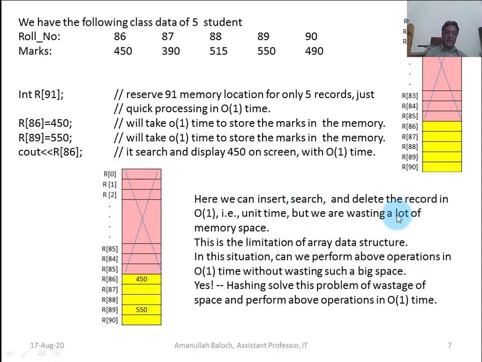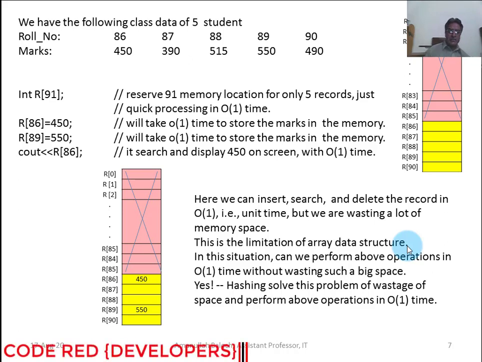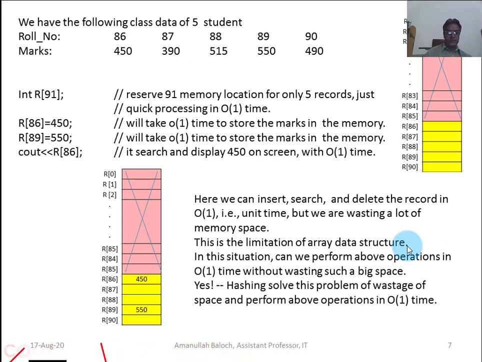But we are wasting a lot of memory space. This memory space is not utilized in this program. This is the limitation of the array data structure. That is, an array starts from index number 0 and moves onward, and we are forced to reserve those memory locations which we don't want to utilize.